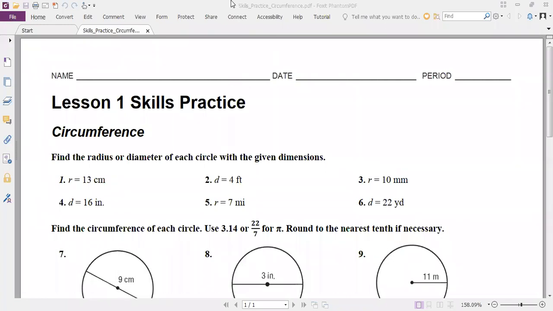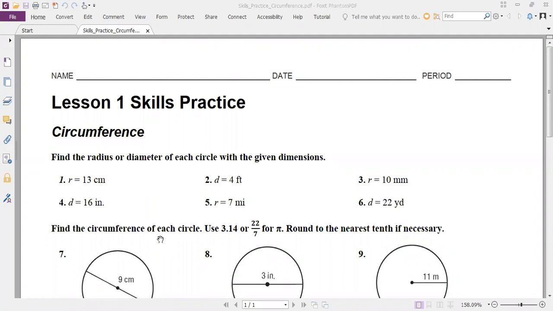Can you tell me about the rule of the circumference? Pi times what? Pi times diameter, right? Or pi times radius, 2 pi r, right? Yes. So this one will be pi times d or 2 pi r, right?